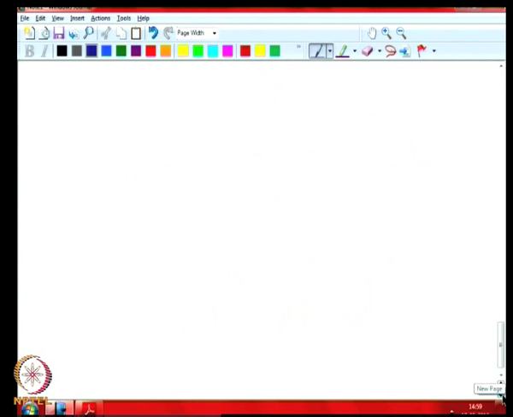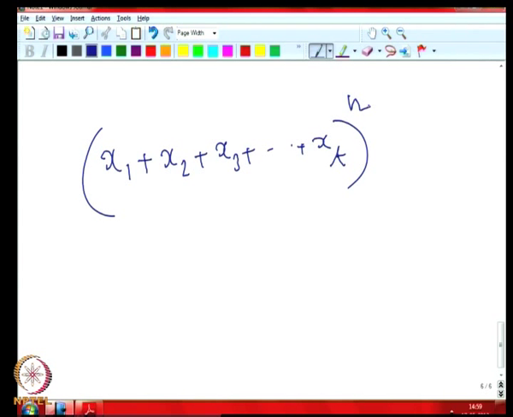Now the multinomial coefficient figures in the multinomial theorem. Like the binomial theorem, we can have a multinomial theorem. Let's write like this. Suppose we have x1 plus x2 plus x3 up to xk and whole power n. There are k types here, for instance.